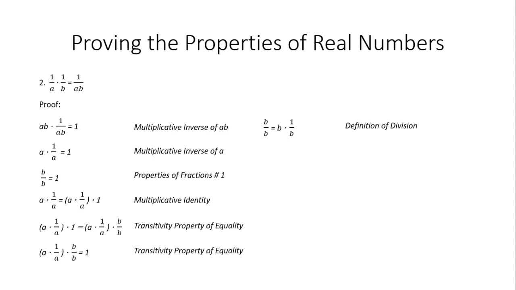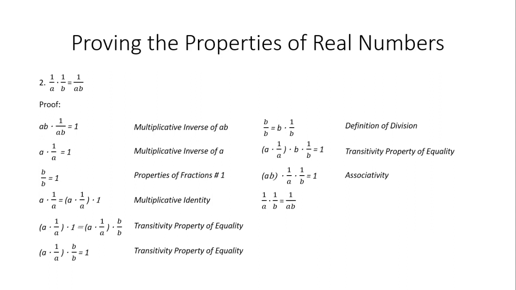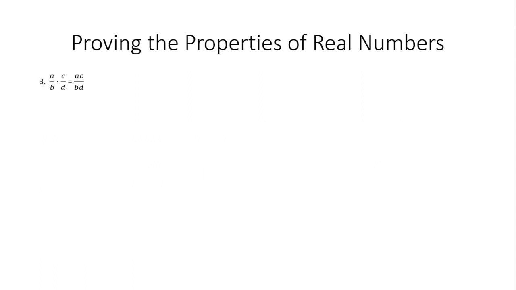By definition of division, transitivity and associativity, we arrive at the equation a times b times 1 over a times 1 over b is equal to 1. Finally, using the fact that the multiplicative inverse of any real number is unique, we have now completed the proof of this property.